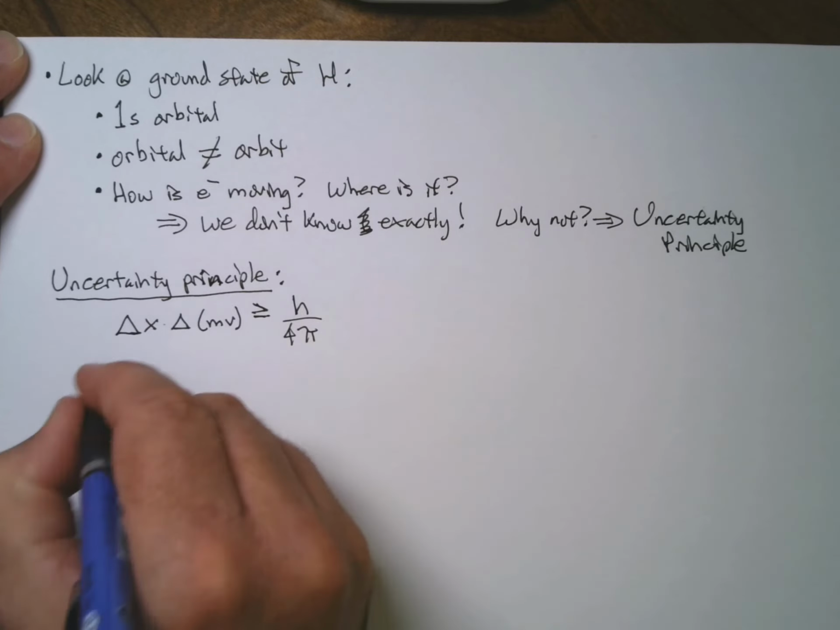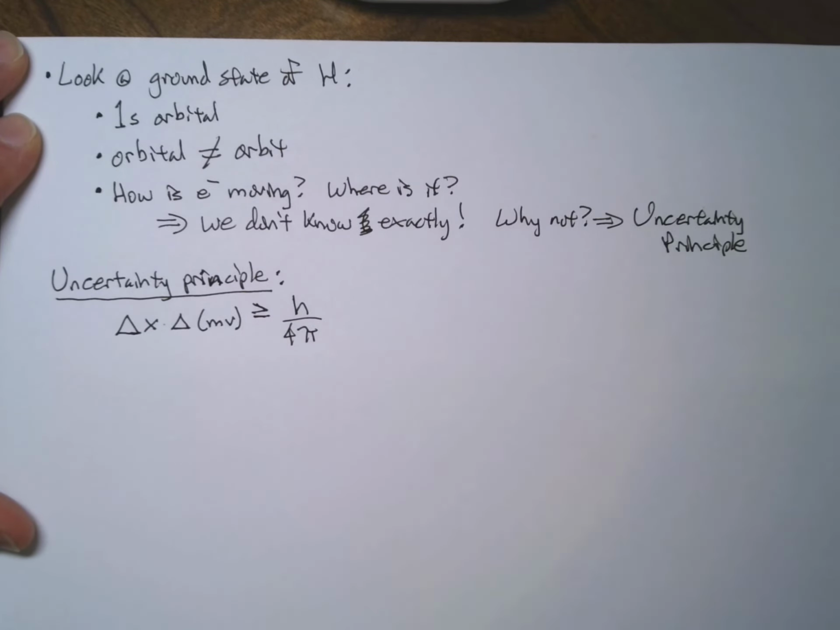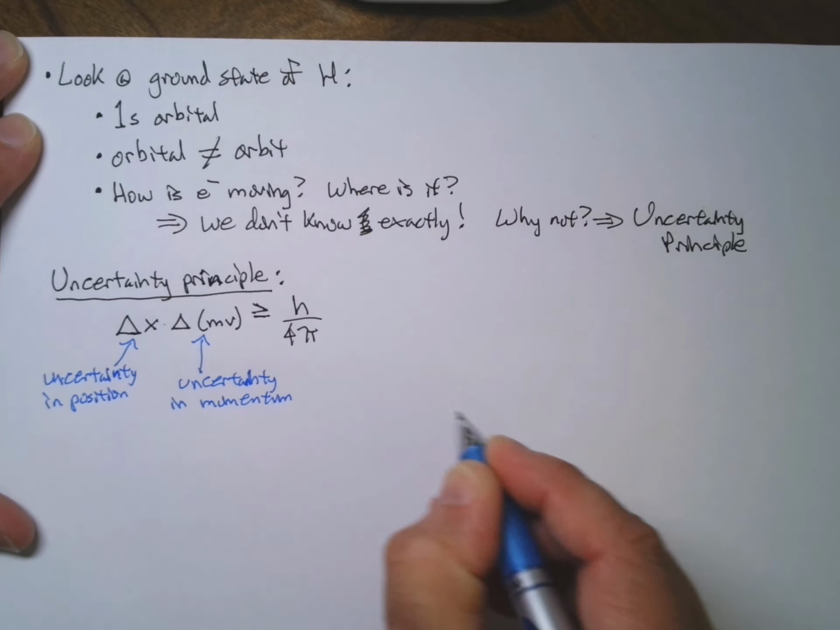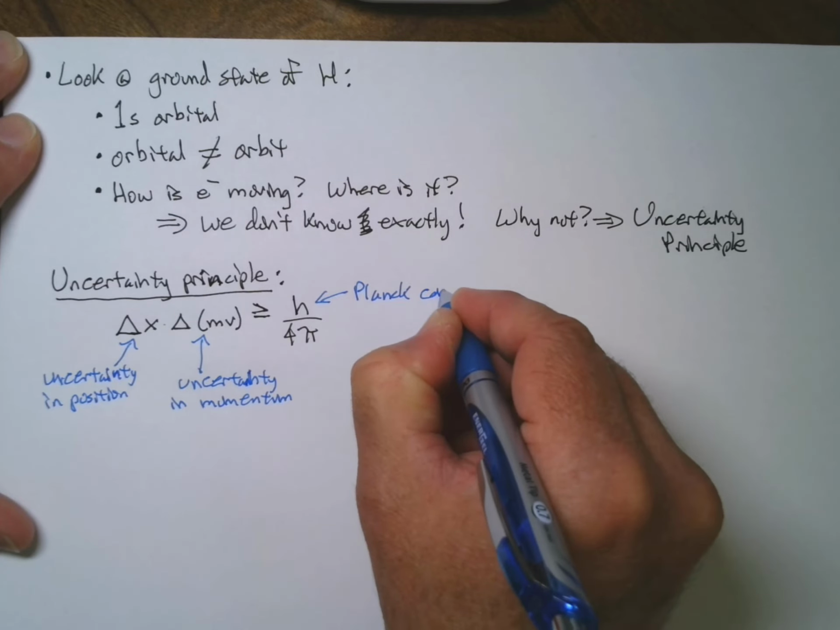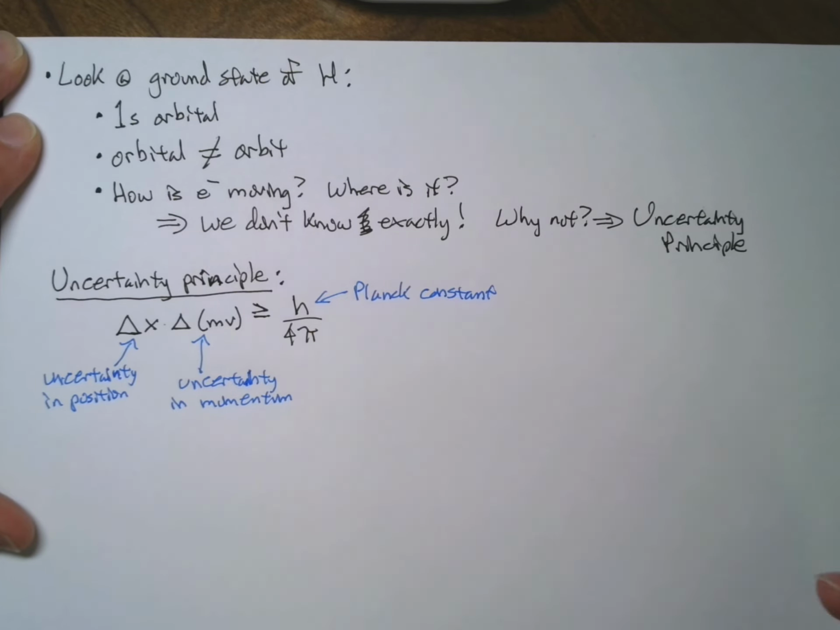Okay, and delta x is our uncertainty in position. Delta mv is our uncertainty in momentum. And then h, of course, is the Planck constant. And pi is 3.14159, etc.